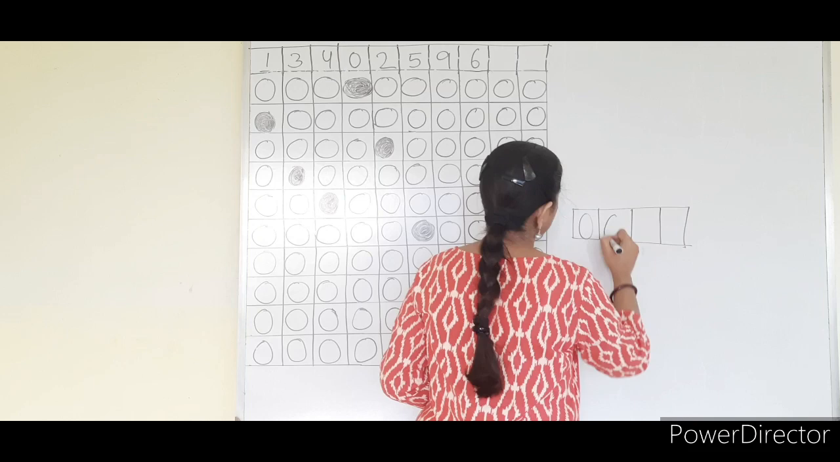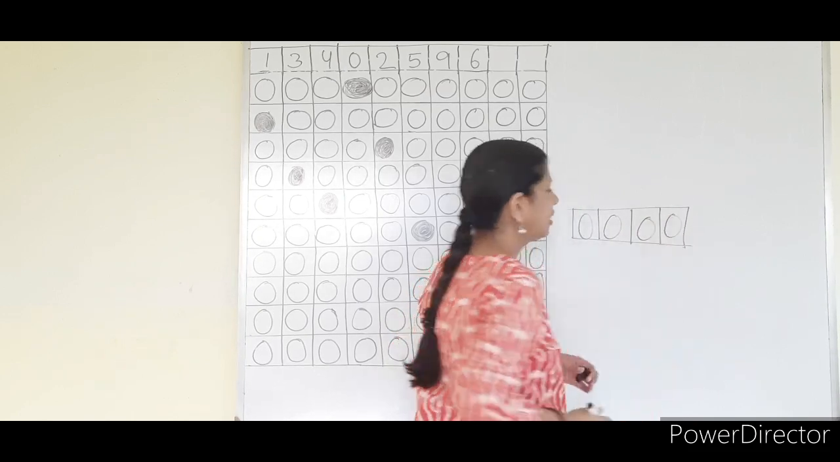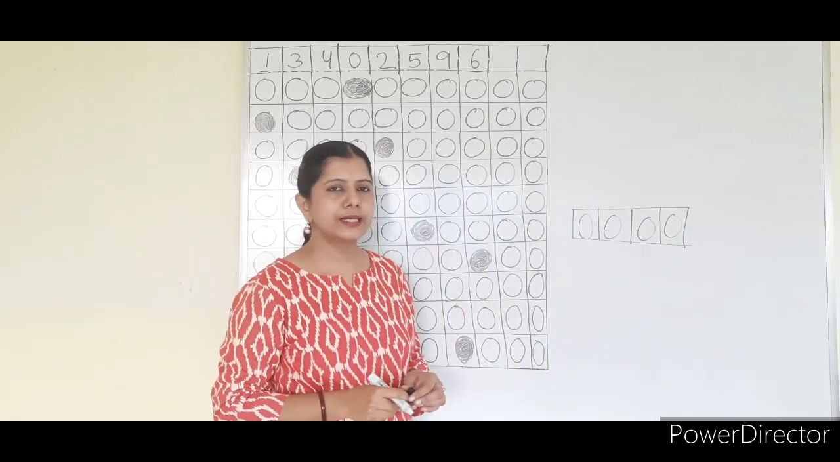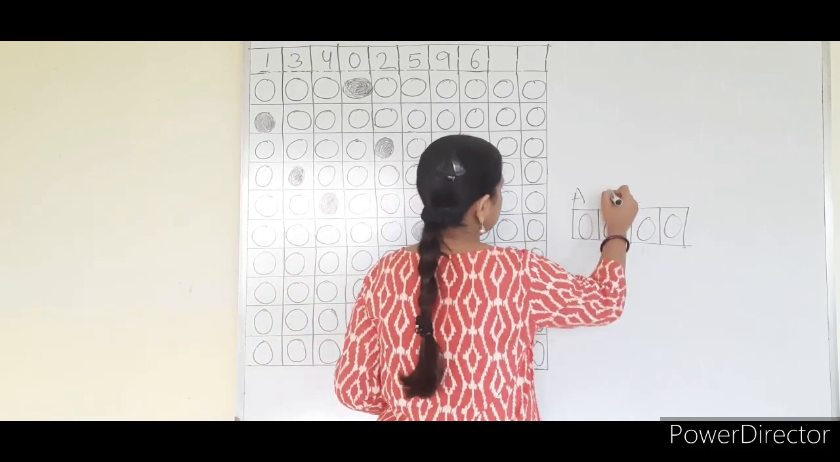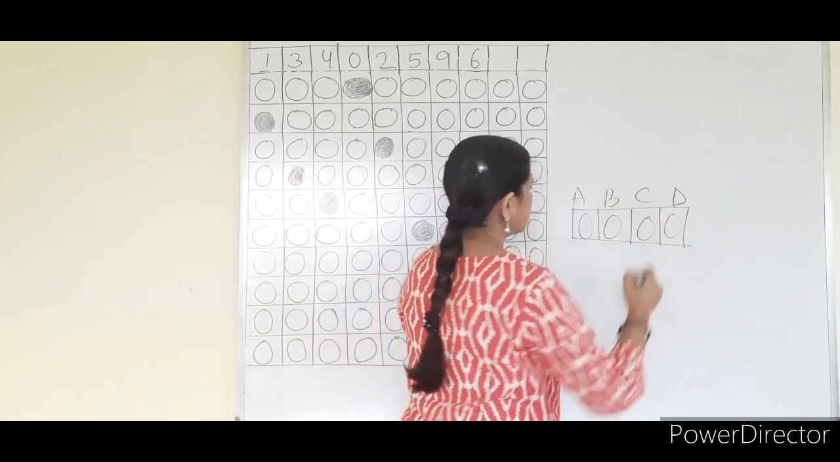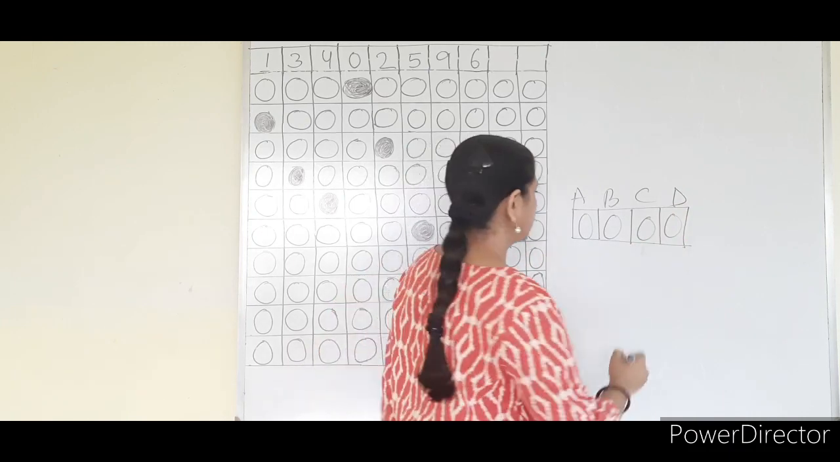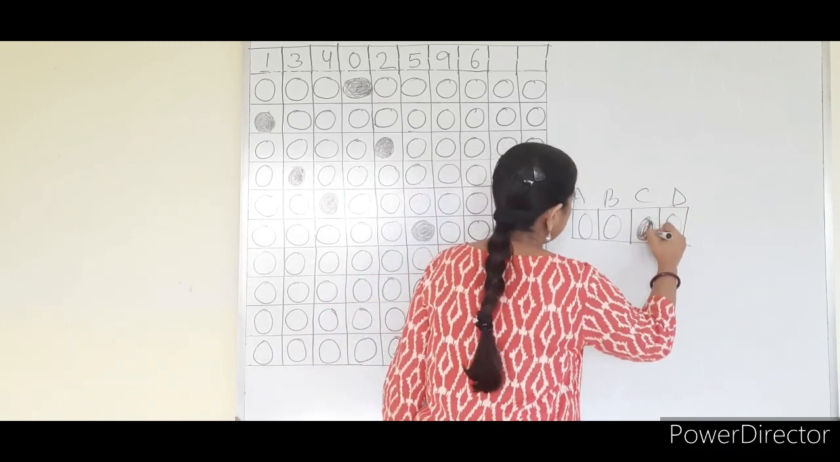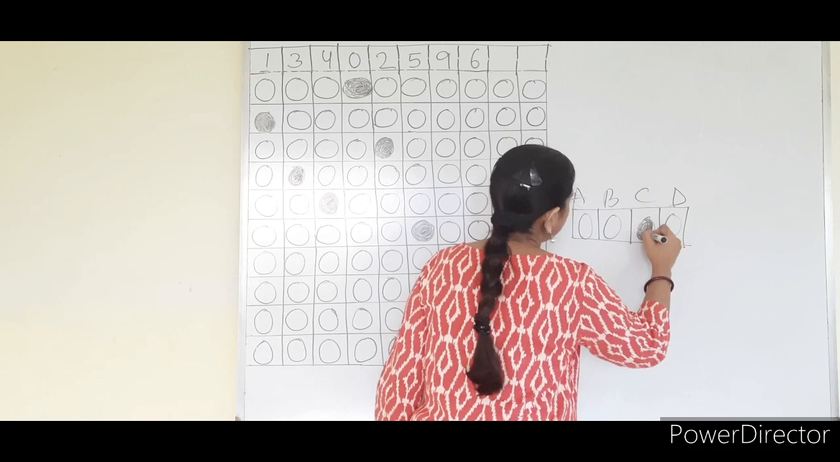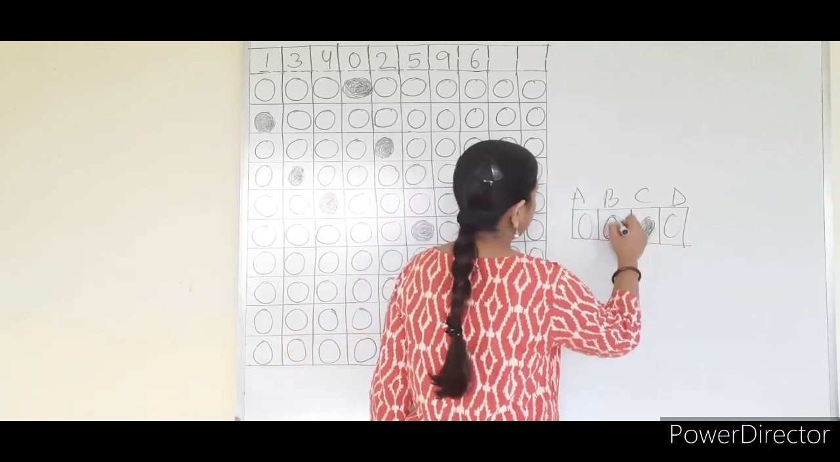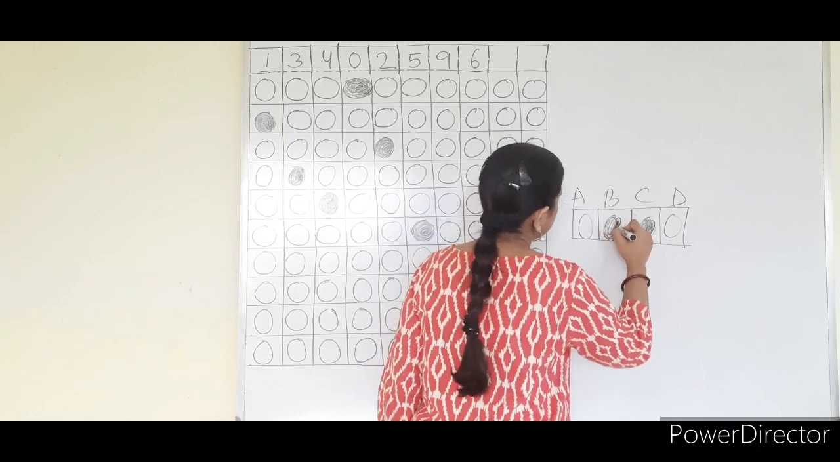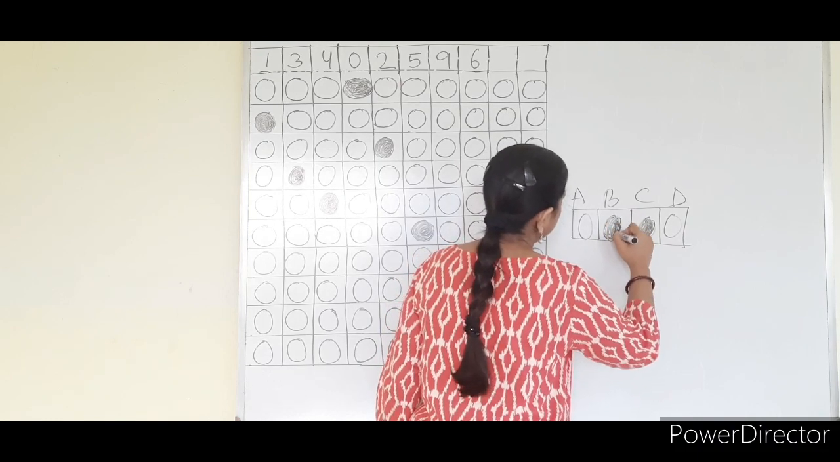These are the options for each question. What one student has done: first he thought that C, suppose A, B, C, D, first someone thought C is the answer, so darken C. Later on he finds that the answer is not C, it is B.